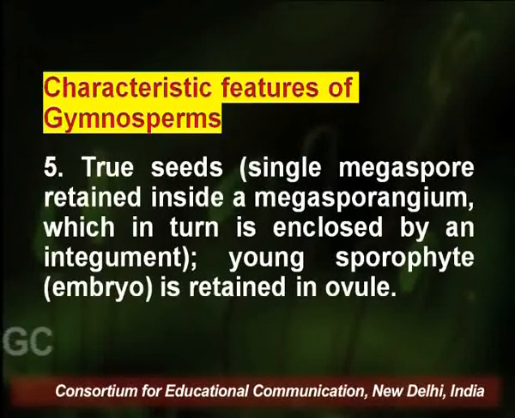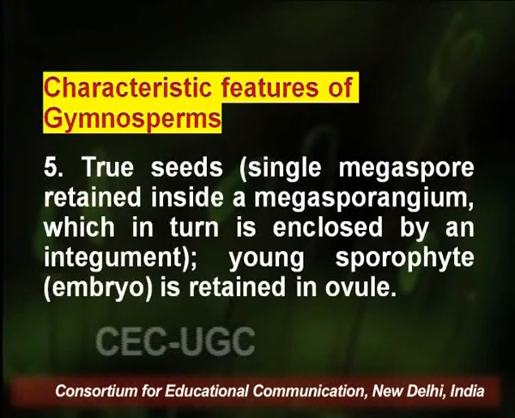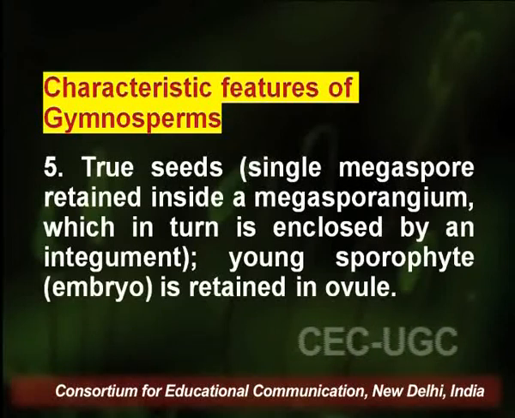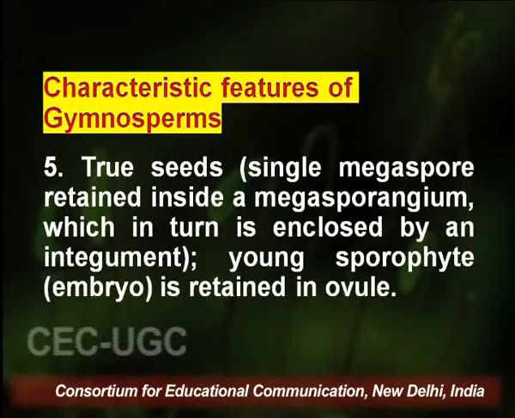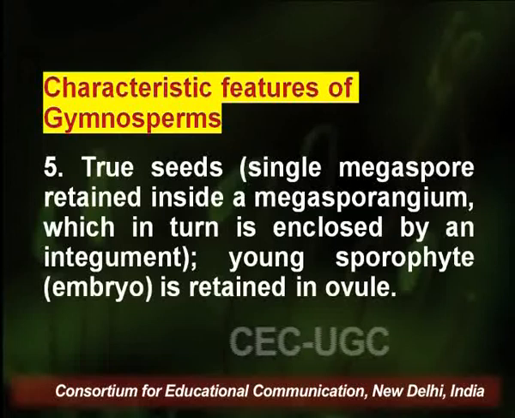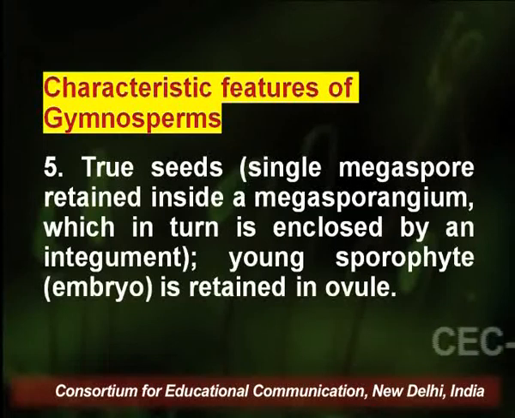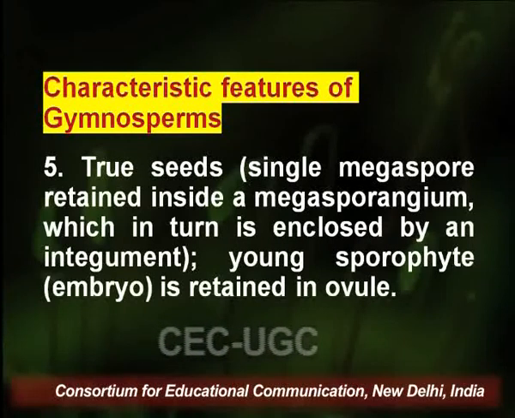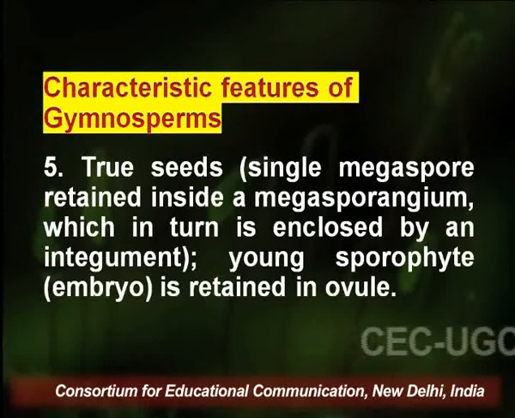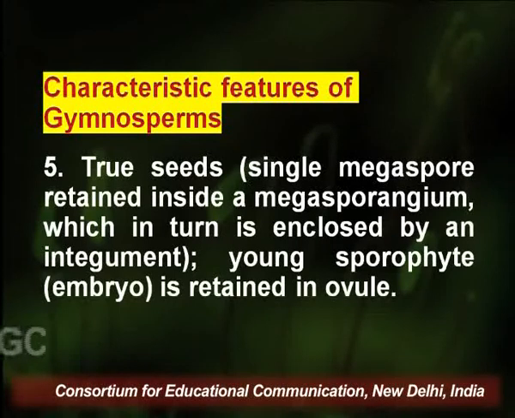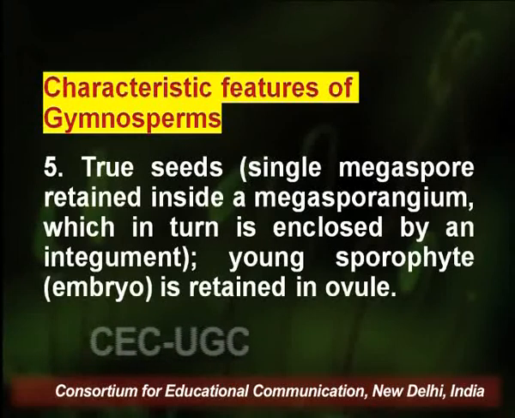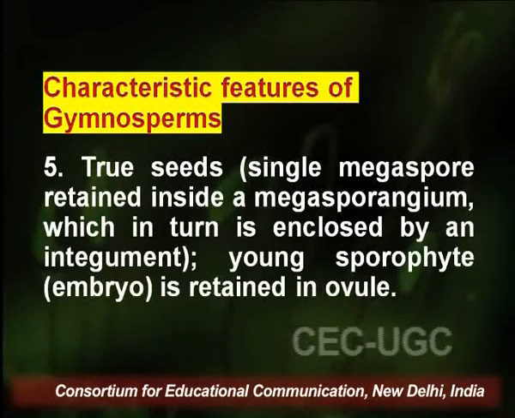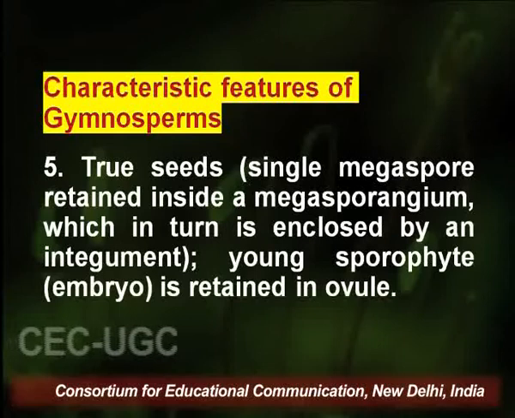In Gymnosperms, true seeds are found. That is, the single megaspore is retained inside a megasporangium, which after fertilization in turn gives rise to the seed. This megasporangium is always enclosed by an integument, and post fertilization the young sporophyte is formed inside this megasporangium. This young sporophyte is also termed the embryo, which is always retained inside the ovule.